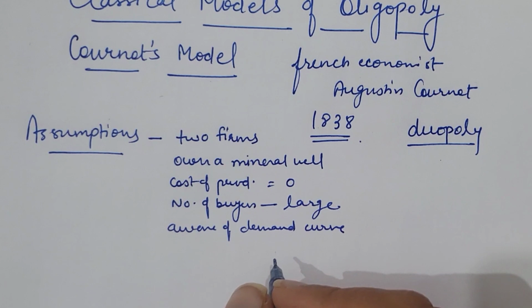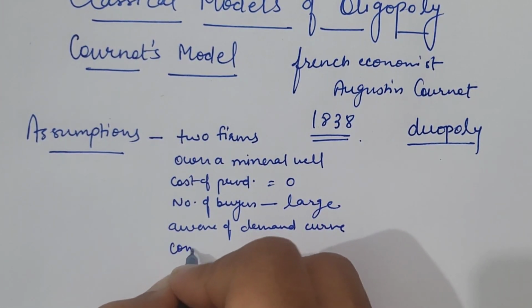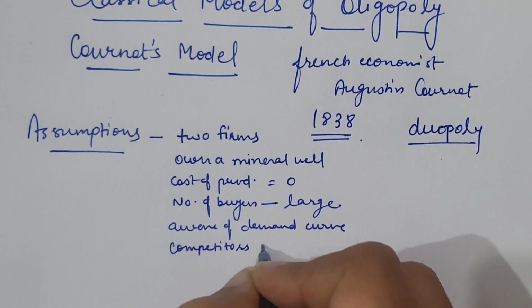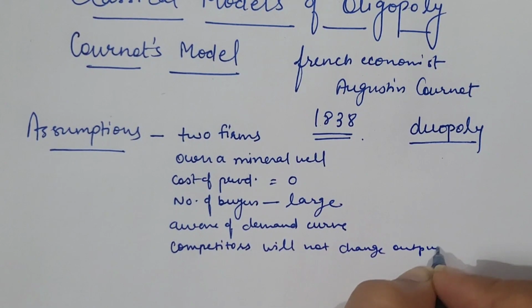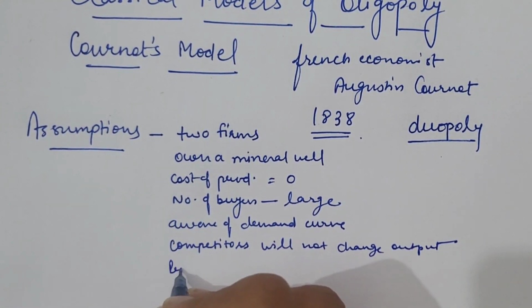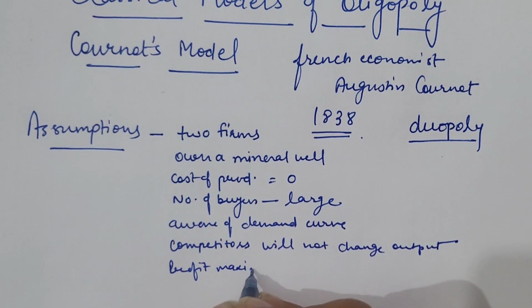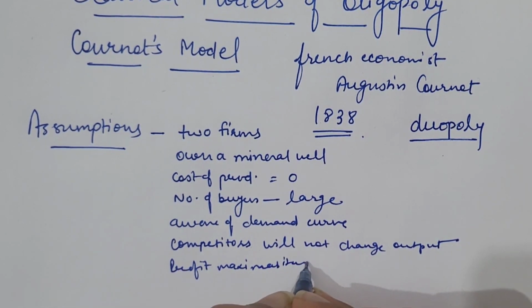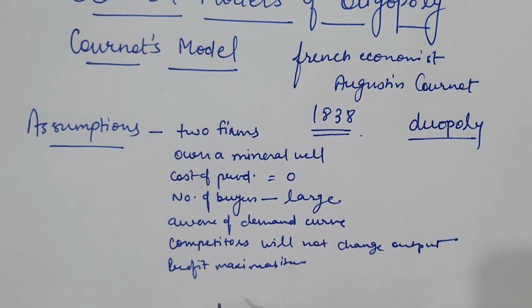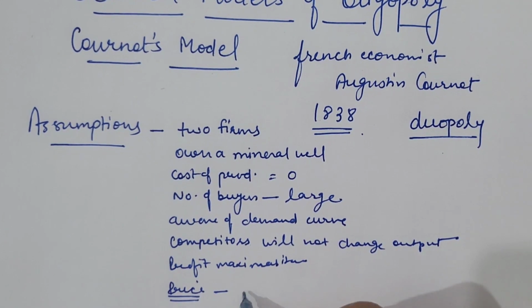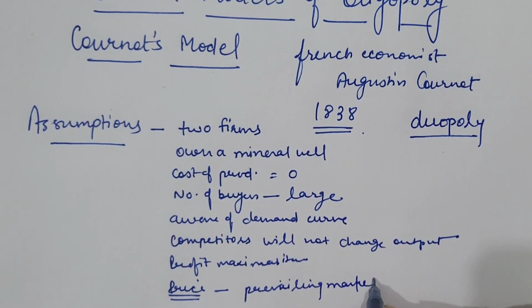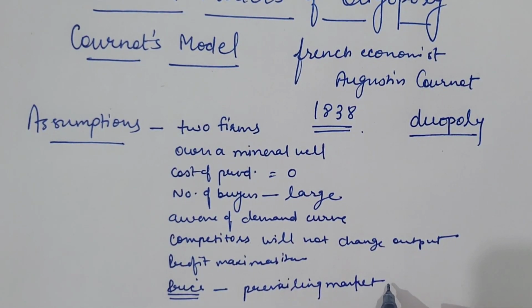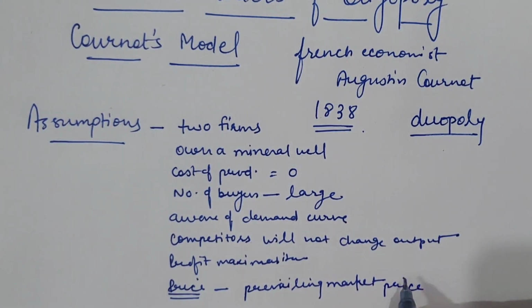Next, each firm acts on the assumption that competitors will not change their outputs. Profit maximization would be the ultimate motive. And the last is price fixation would not be done by any of the firm. Price would be prevailing market price only. Each firm will sell the output at prevailing market price.